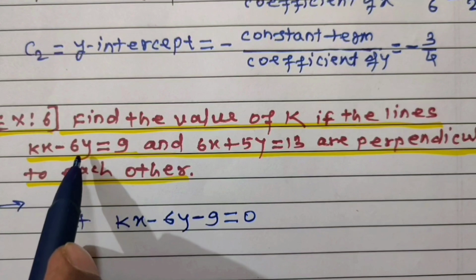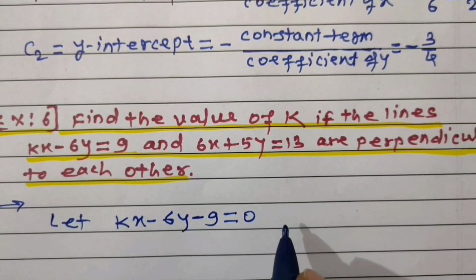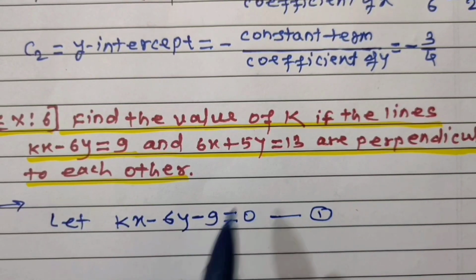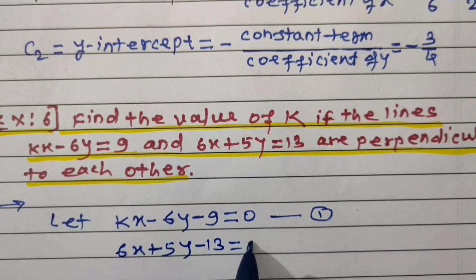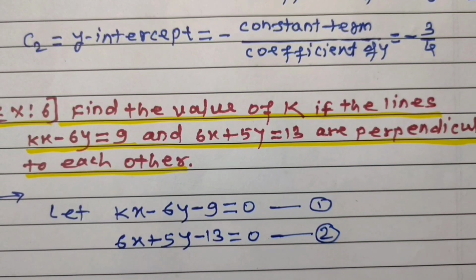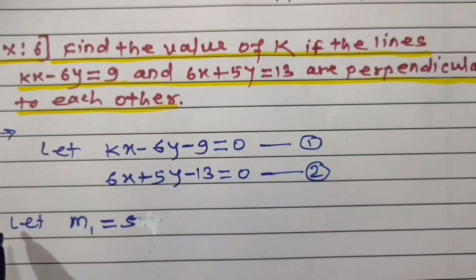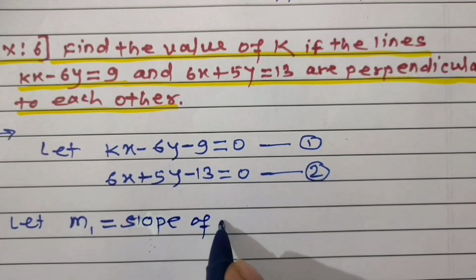Taking this 9 on this side, this is the first line, which is in general form. Now the second line is 6x plus 5y minus 13 is equal to 0. This is line number 2. Now we have to find the slopes. Let m1 be the slope of line 1.